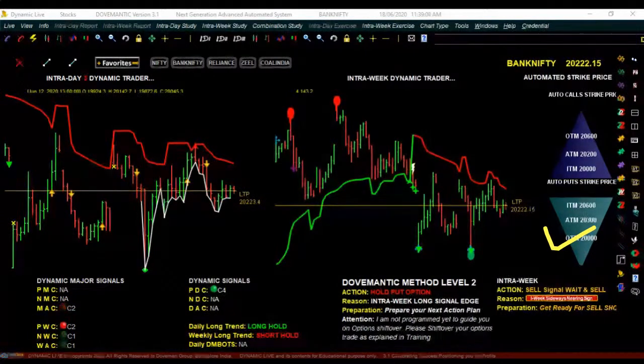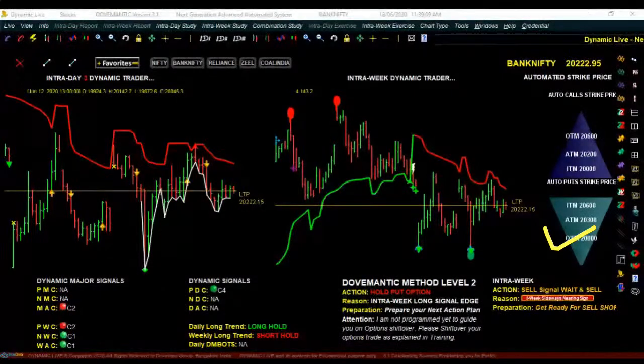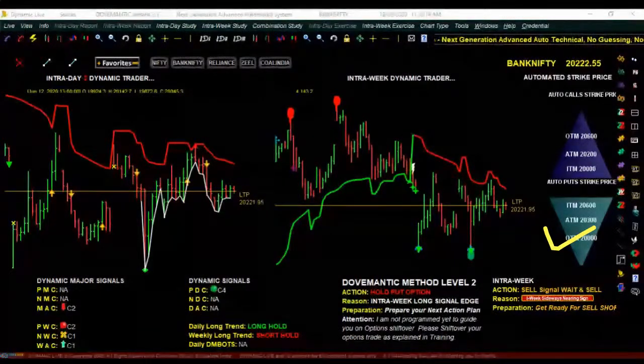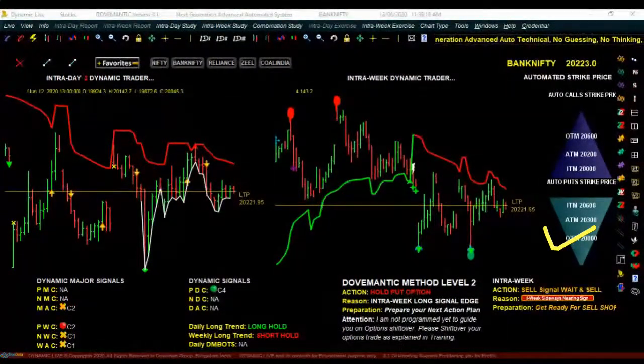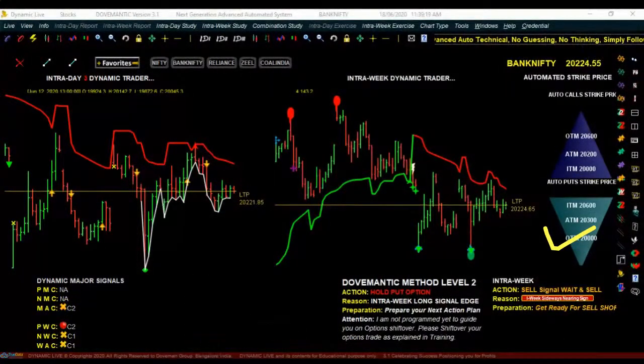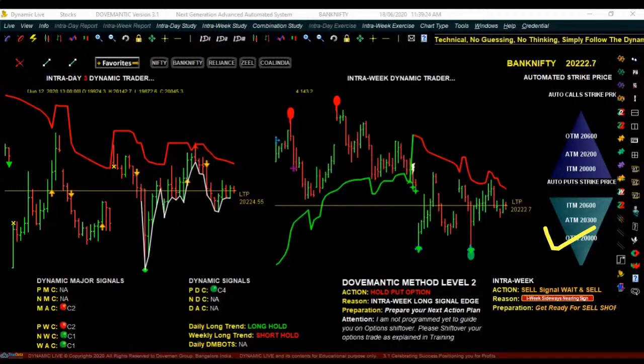Will you be able to do this? Is it possible? If you can do this, you can pick up your phone right now, make a call to your stockbroker, and ask him, if I tell you Bank Nifty buy put option now 20,000 strike price, will I be able to trade in options? Yes or no? You ask him.